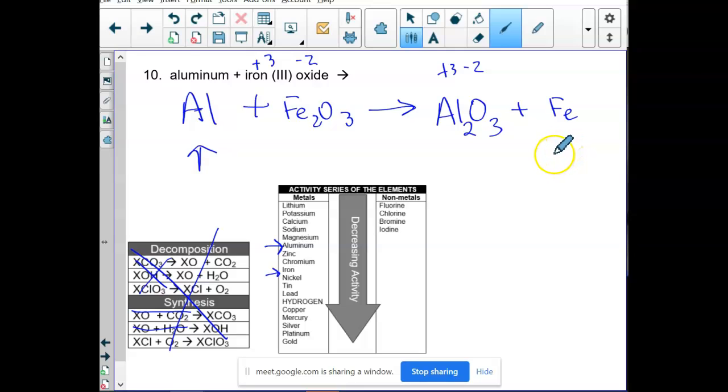And now you need to balance. I see 2 aluminums, put a 2 here. I see 3 oxygens. I see 2 irons. I'm going to put a 2 in front of iron on the right-hand side, and it's balanced with a 2, 1, 1, 2. So the only time you can use the who's more powerful trick is if you have an element and a compound.